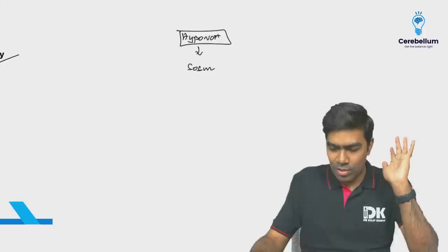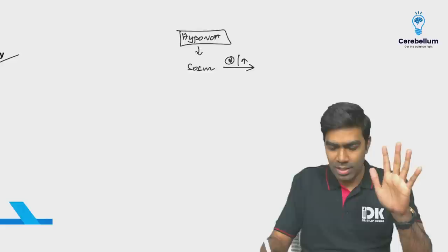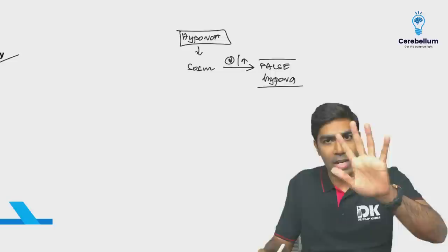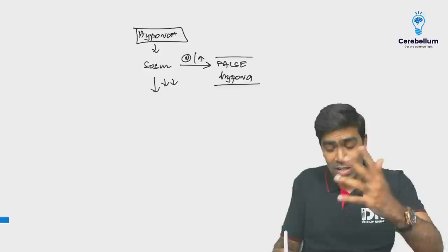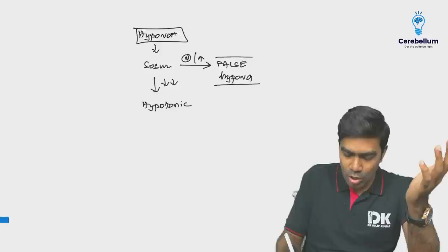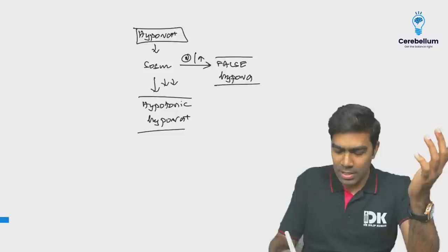If you see a normal or increased serum osmolality, it will be a false hyponatremia. It's not a true hyponatremia. If it's normal or increased, it's false. If it's reduced, then it's a true hyponatremia, otherwise called hypotonic hyponatremia. This is a true hyponatremia. This is not false.